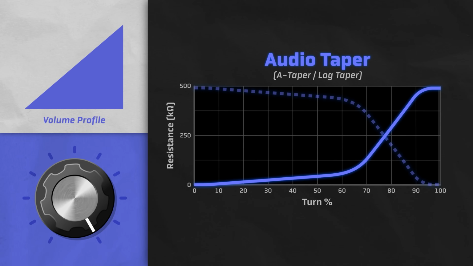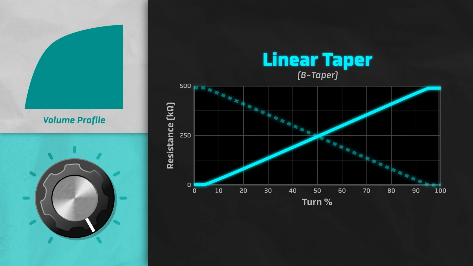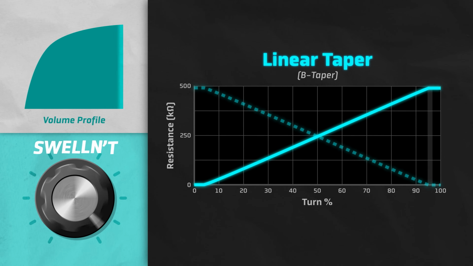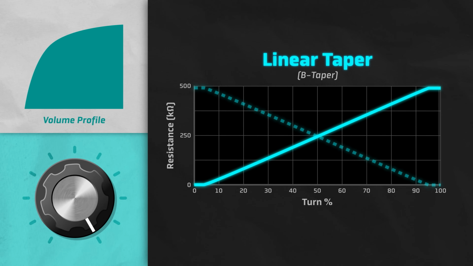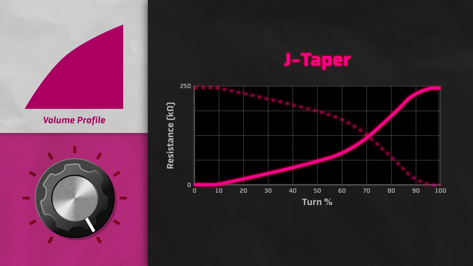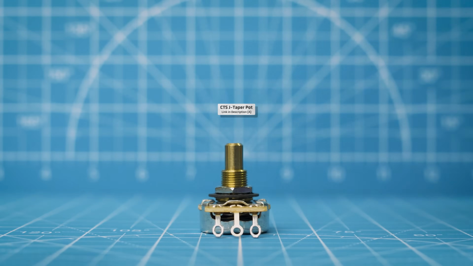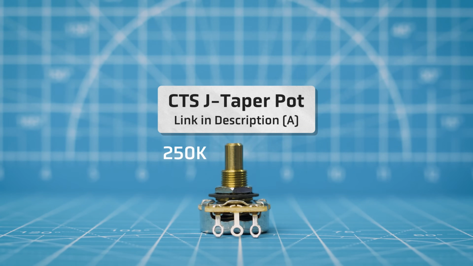That being said, some people do prefer B taper because it can give more precision in the upper values, though you may not notice a significant drop in volume until you roll your volume control down to about 3. If you want to split the difference between audio and linear taper, CTS makes a J taper pot. These appear to be relatively uncommon, but I've spotted them in 250 kiloohm and 1 megaohm configurations.